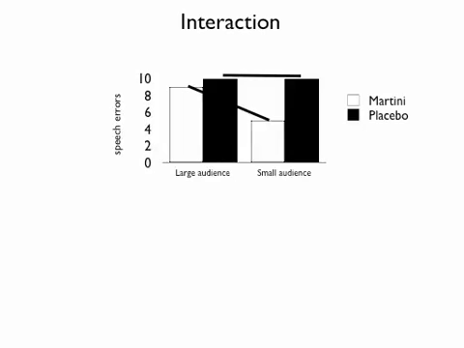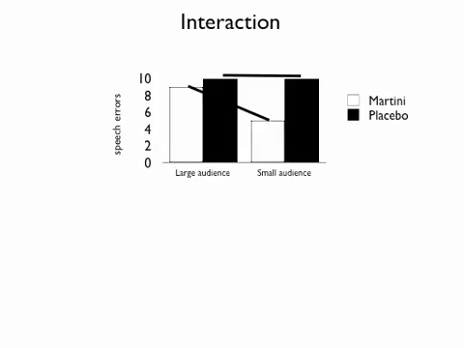When we do our two-way ANOVA, we're going to get three values for the ANOVA statistic F. The first F will test for a main effect of the first factor, let's call that drink type, whether you're drinking a martini or a placebo. The second F will test for a main effect of the second factor, which is audience size.